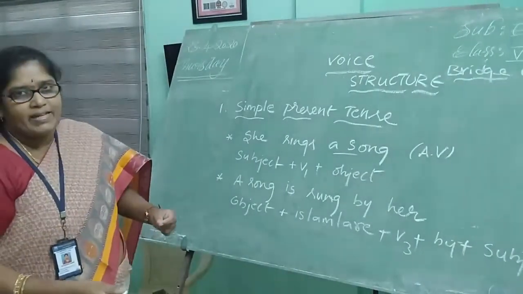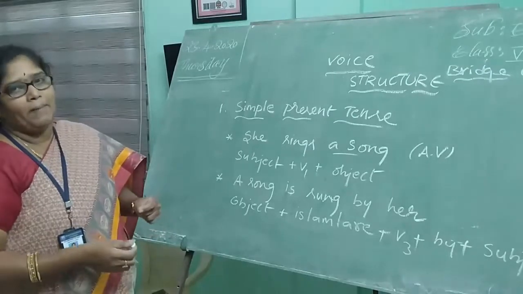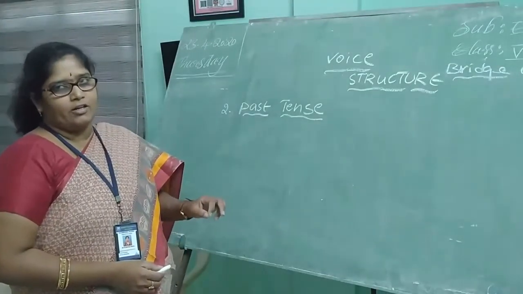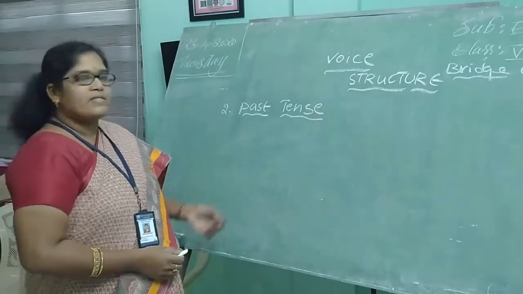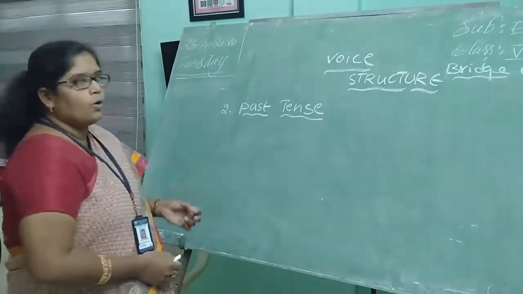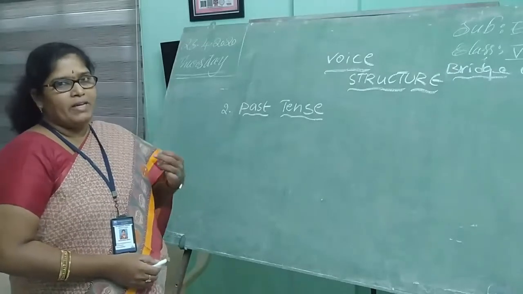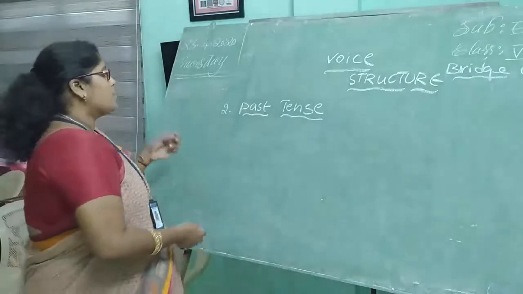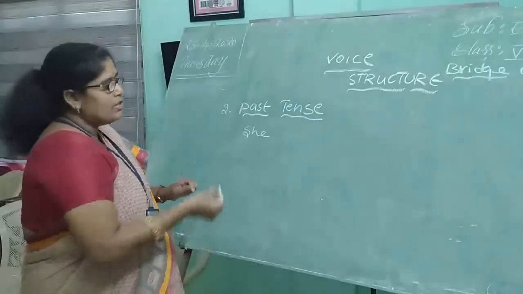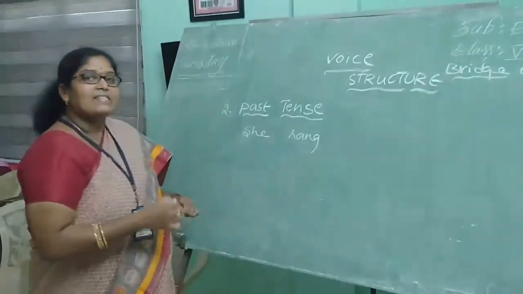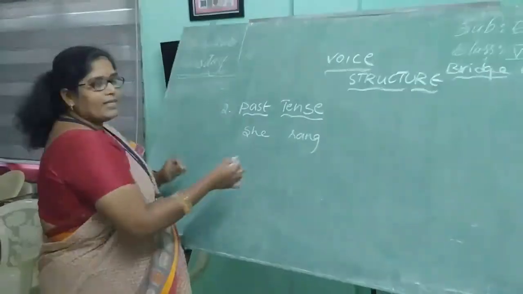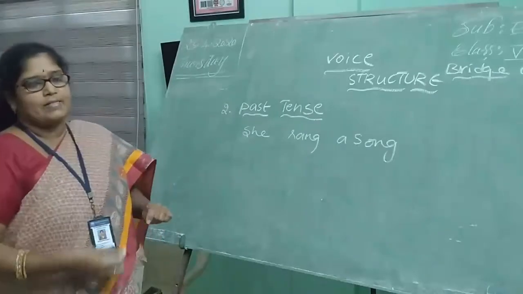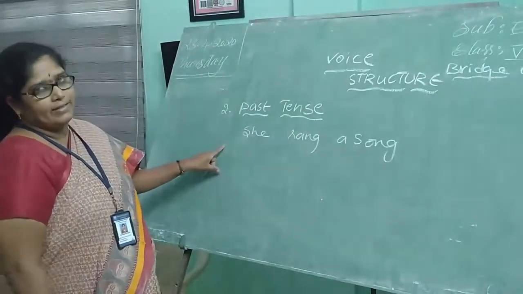And now next comes the past tense, children, simple past tense. Present tense completed, children, along with the structure to passive voice. Now comes the past tense, children. So same verb is being taken, children, so that it will be easy for you to understand. So past tense sentence. She, past tense of sing is sang, children. So I am taking the same verb. She sang a song. She sang a song is a past tense sentence, children.